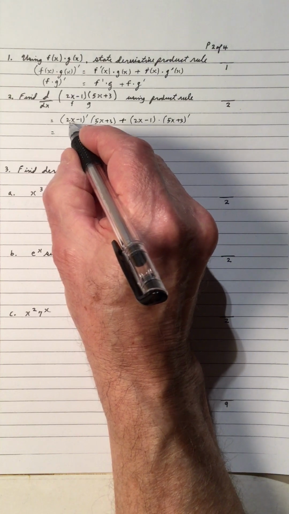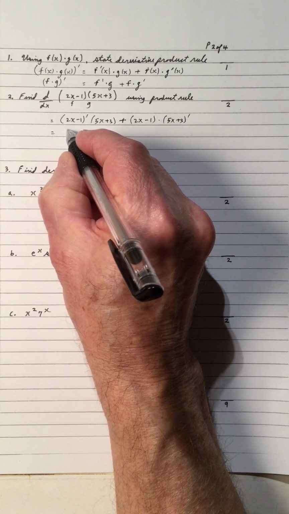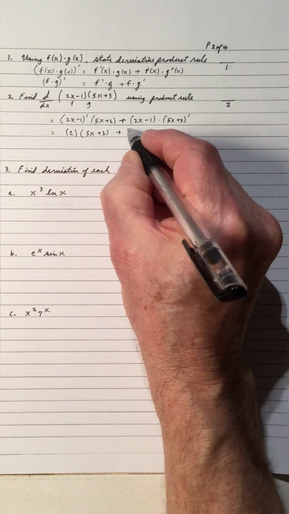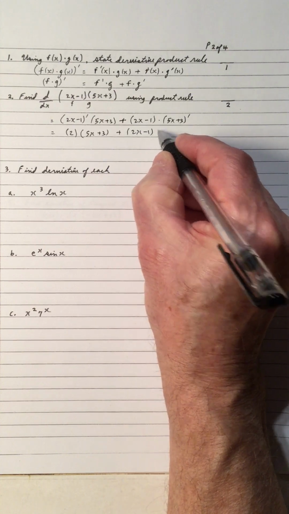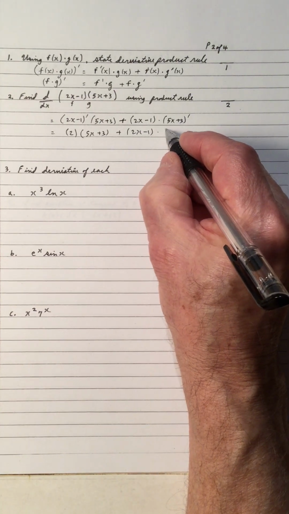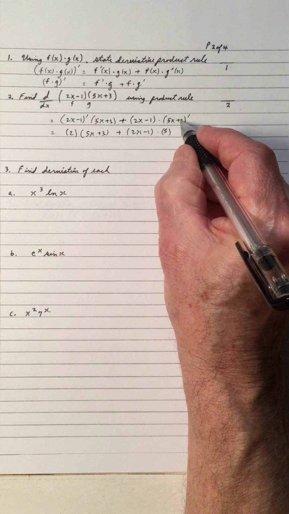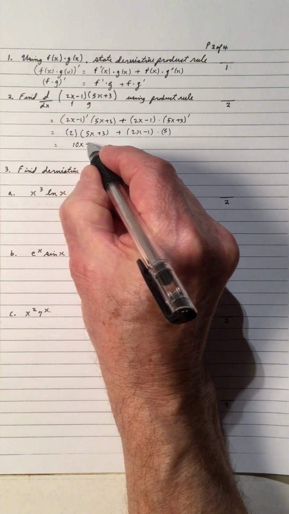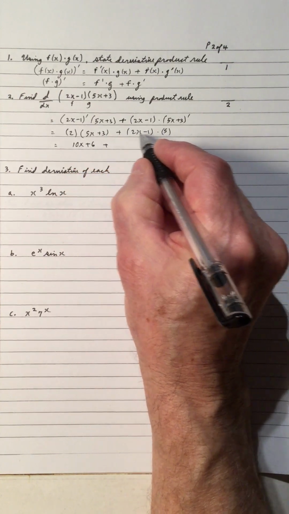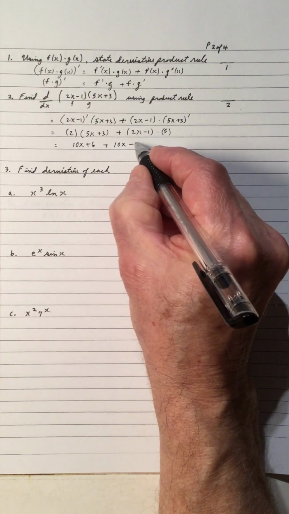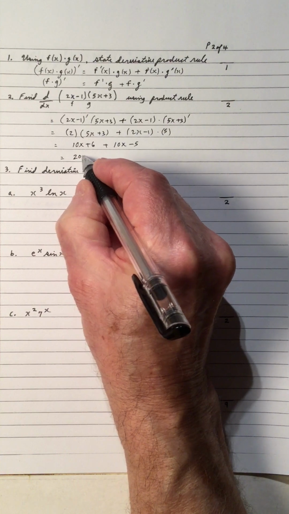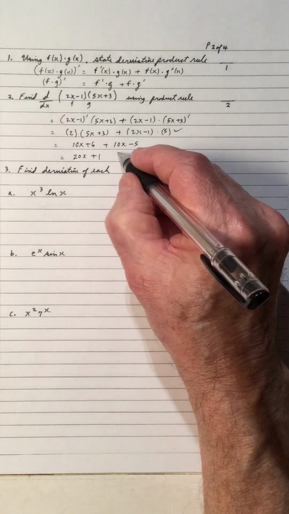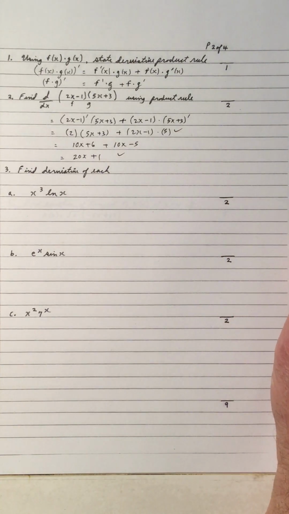The derivative of 2x minus 1 is 2 times 5x plus 3. And we have 2x minus 1, and the derivative of 5x plus 3 is 5. Derivative of 5x is 5, derivative of 3 is 0. We do the multiplication first, so that's 10x plus 6, add on 5 times 2x is 10x, 5 times negative 1 is negative 5, add that up, and you get 20x plus 1. If you did the derivative correctly, you get a mark. If you did the final answer, give yourself a mark, 2 marks altogether.